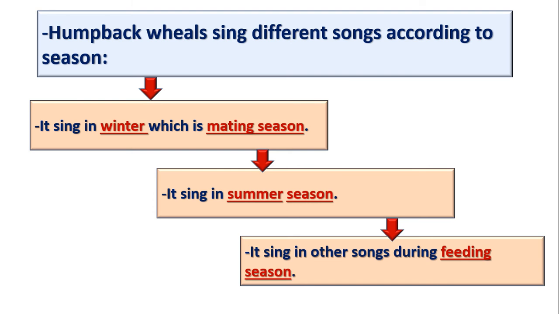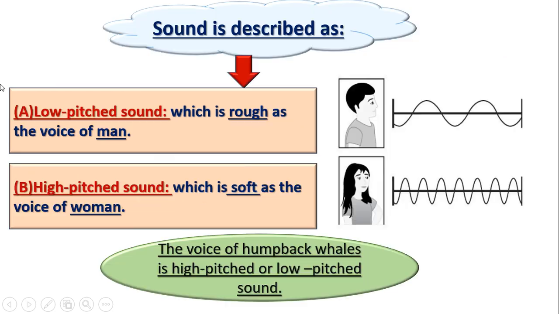The winter season is a mating season. Do you remember the meaning of mate? To attract a mate, or mating. Mating means get married. So they get married, or they are mating, in which season? In winter season. The mating season of humpback whales is winter season. Super. So they have 3 seasons to sing: winter, summer, and feeding season.